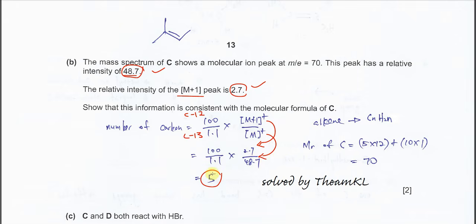The carbon number is 5, and we are already told C is an alkene. An alkene has the formula CnH2n. So the molar mass of this C, which is C5H10, is 5 times 12 plus 10 times 1, so you get 70. This is to confirm that it's consistent with the molecular formula of C, right? So what we get is 70.